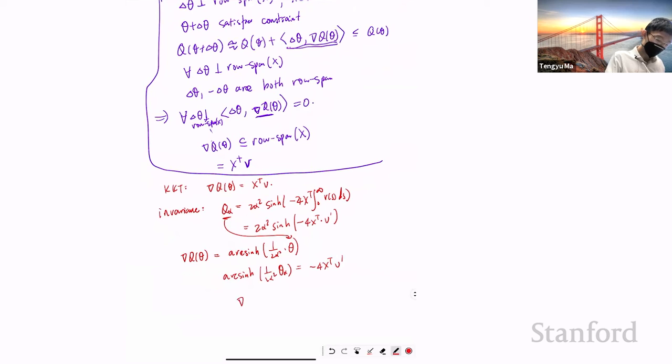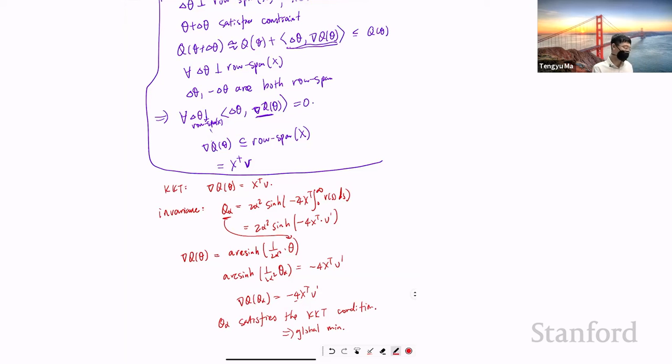So basically that's why the gradient of Q at theta_alpha equals minus 4 X transpose V prime. And this satisfies the KKT condition. The 4 doesn't matter because V can be any vector, right? So that's why Q_alpha satisfies the KKT condition. And we are done. So it's the global minimum. I guess this last step, satisfying the KKT condition means global minimum.